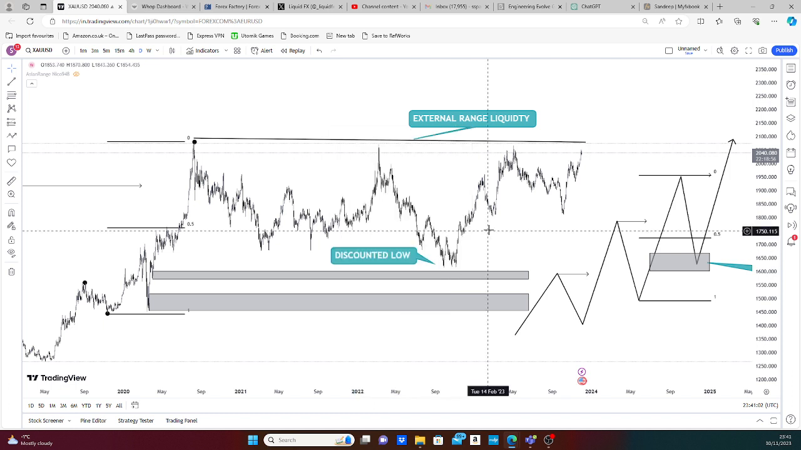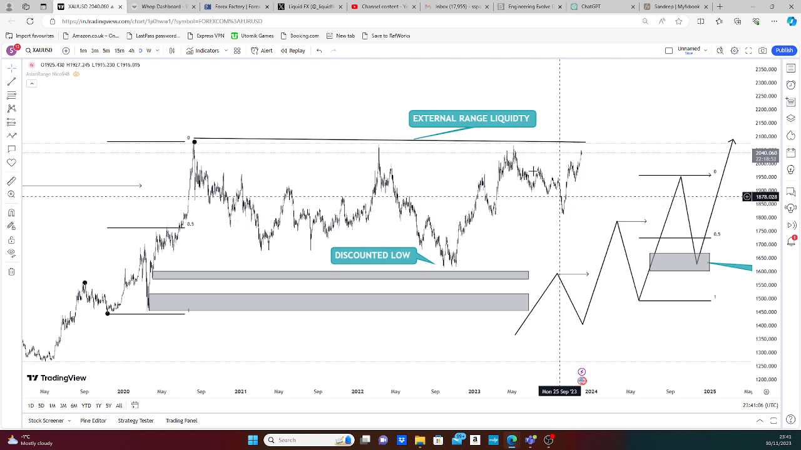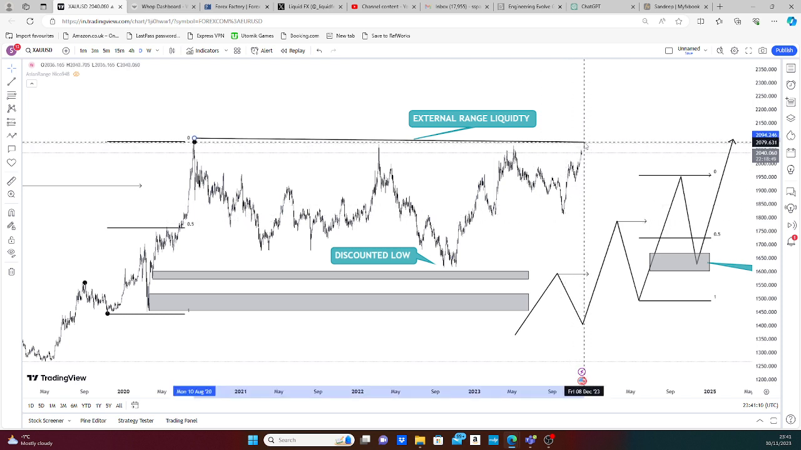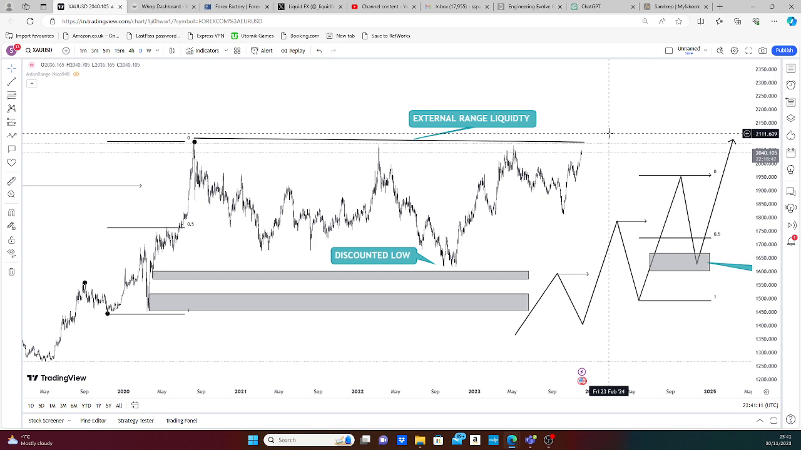We've had a discounted low. So from here, the question is what we are likely to do. Now we have a massive pool of liquidity over here. So our natural inclination as a trader is to see, okay, we've had a discounted low. Now we could really be looking to target that external range liquidity, just off the daily, nothing else.